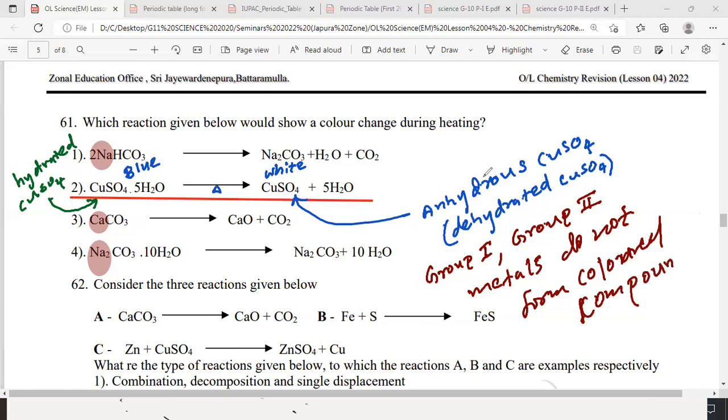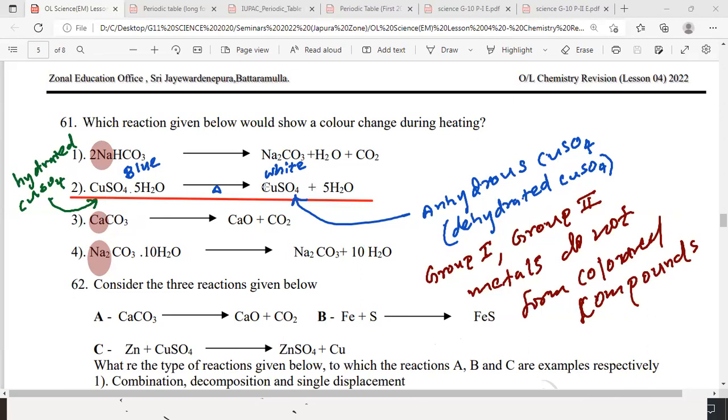Group 1 and group 2 metals do not form colored compounds. So why is copper sulfate colored? Not due to sulfate, that is due to copper. Copper compounds are colored when associated with water, as a complex. If you are doing A level, you will learn this in detail.